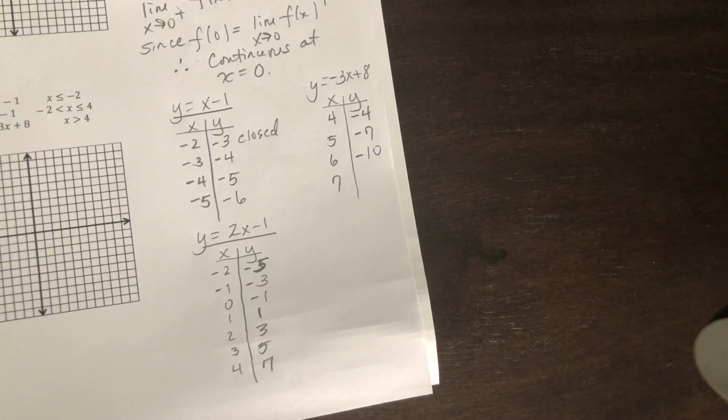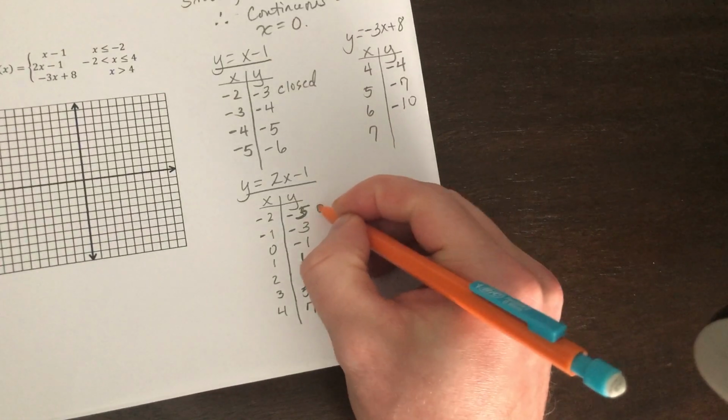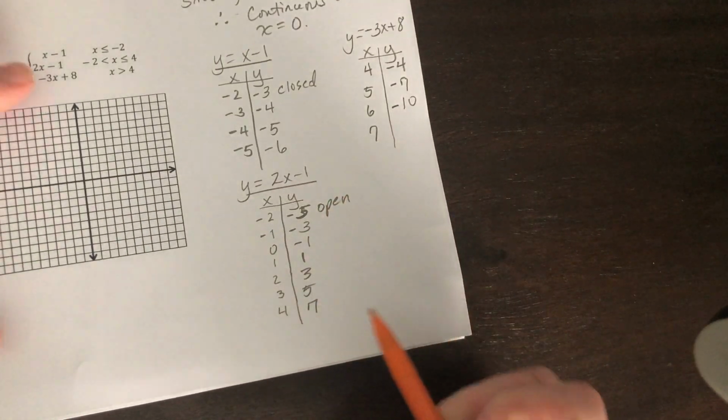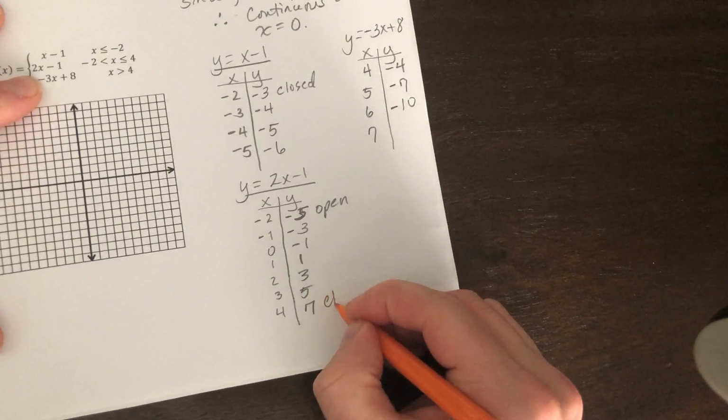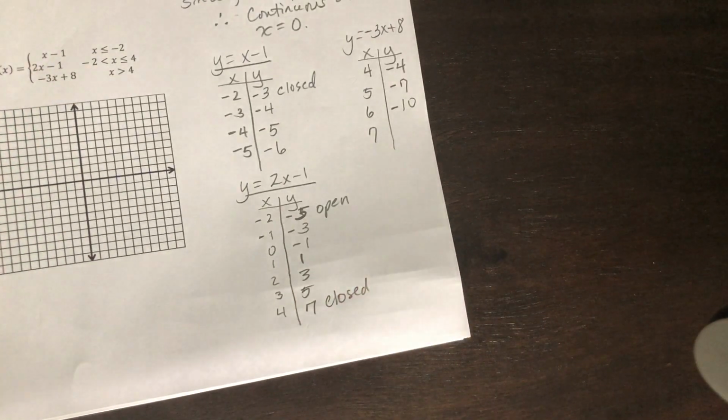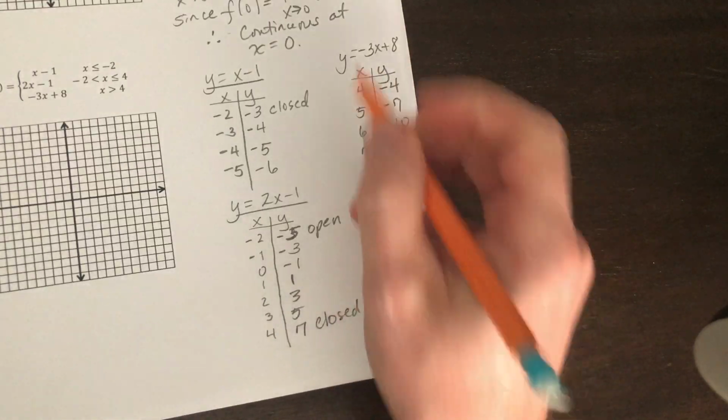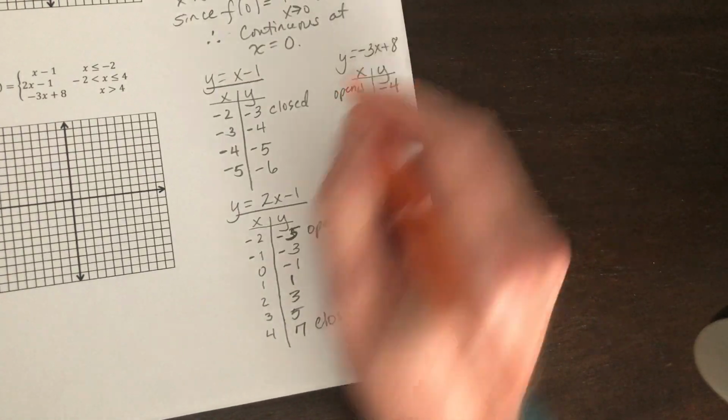So that's what we get. Now, we need to do our open and close points for this. So this is going to be open, and this is going to be closed. And this is going to be open right here.